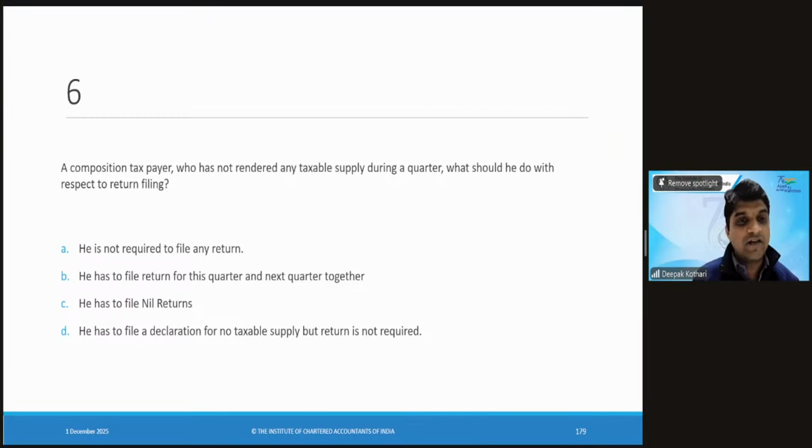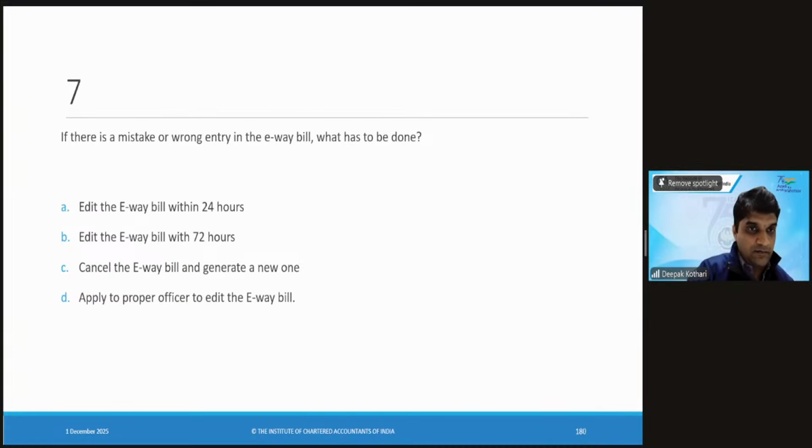Answer is C. He has to file nil returns. Yes. So even if there's no transaction, whether a composition taxpayer or a regular taxpayer, he has to file nil returns. Very nice. Yeah, this is on e-way bill.